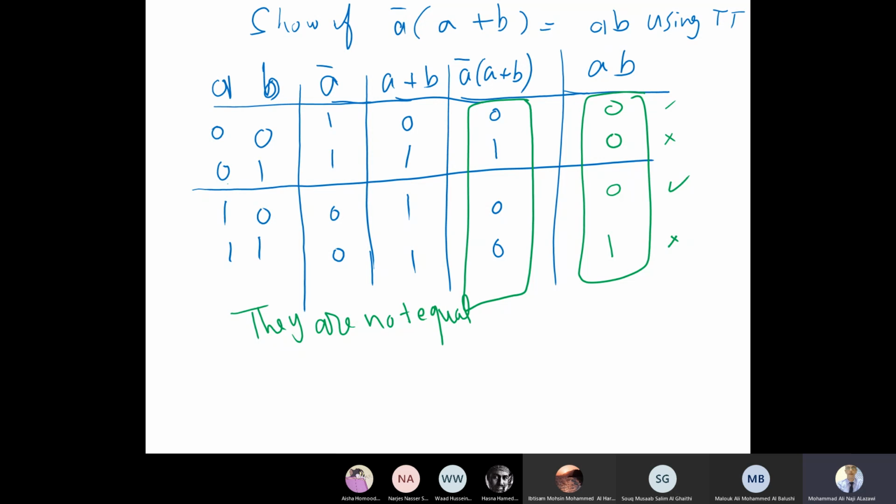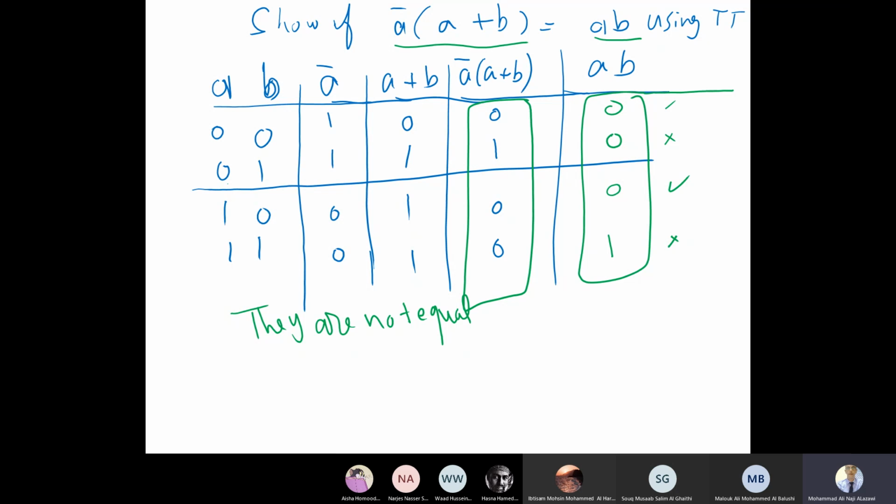So actually the problem is that these two terms are not equal. Actually they have to be equal to A prime B. Okay, so in this case you have to write they are not equal.